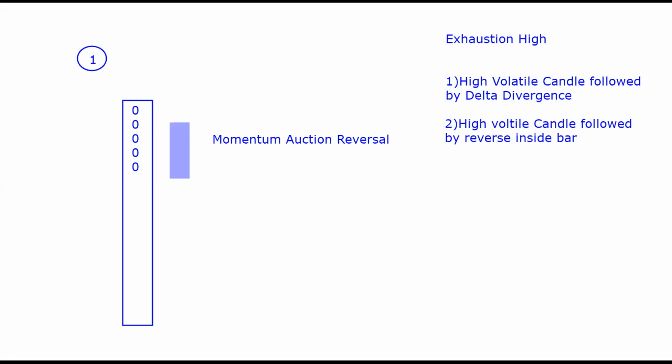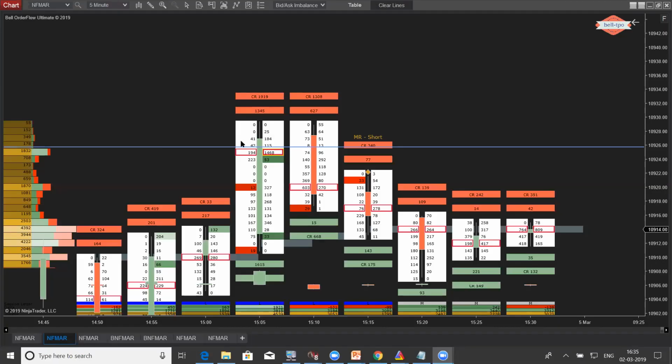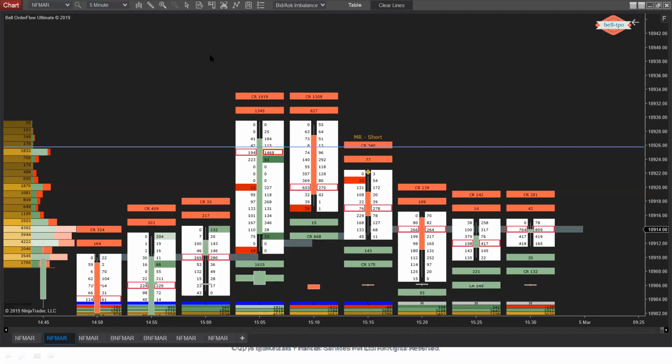Oh, it's not happening. Okay, I have to go back to the screen share. So the classical example from Nifty futures is here, where you're going to find the zeros at the highs. It's a nice volatile candle, right? And then it's followed by an inside bar, which is an example of a momentum auction reversal. So you're going to get that momentum auction reversal alert as well, right? Those are the typical characteristics.